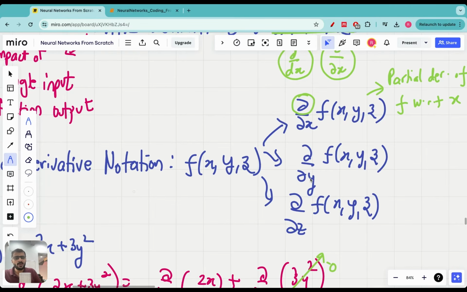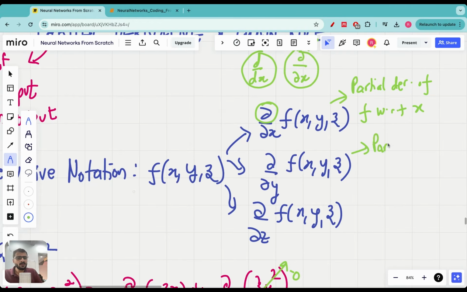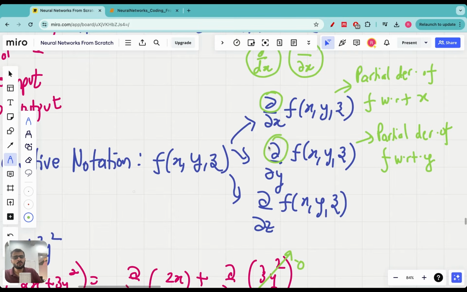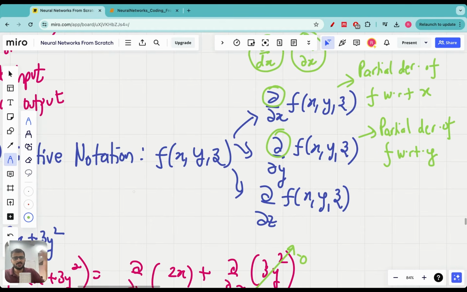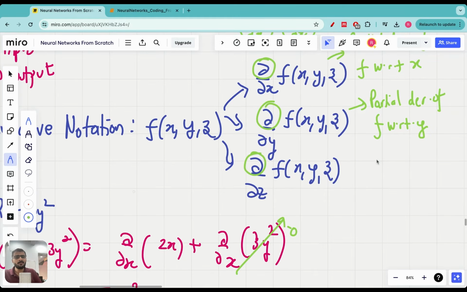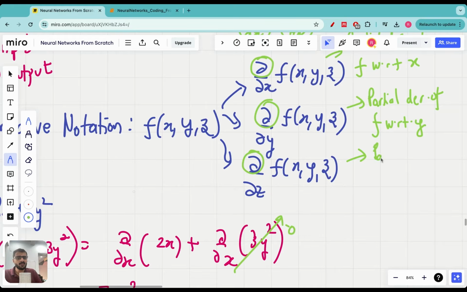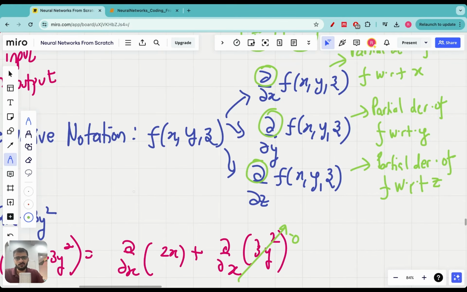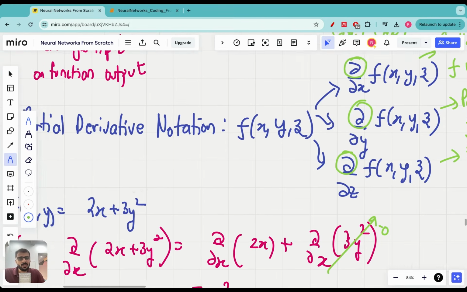If I write dou f by dou y, it is the partial derivative of f with respect to y, which means what is the impact of change in y on the change in f. And if I write dou f by dou z, it means the partial derivative of f with respect to z, which is essentially what is the impact of a change in z on the change in f. So this is the notation for partial derivative.